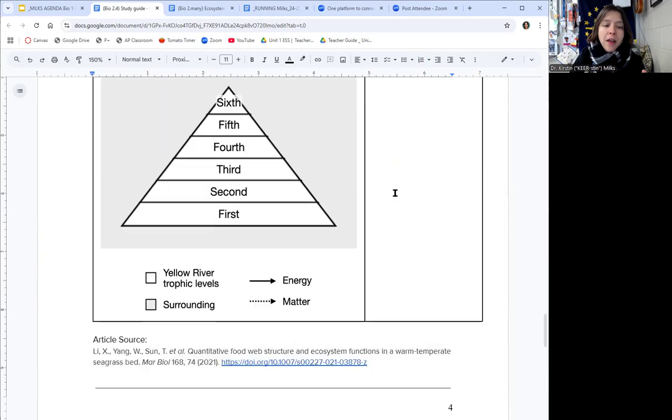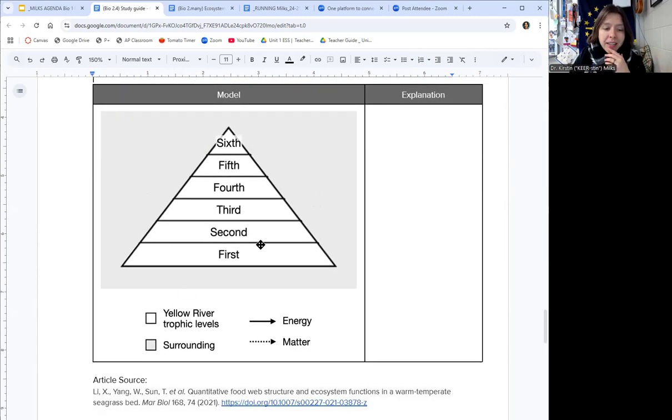Okay, the other thing you need to know is that the amount of energy and matter are not conserved at each trophic level. So what you're going to do is, here is the surrounding area. Here are the Yellow River trophic levels. Your job is to draw solid arrows that show how energy moves in this diagram. And then to show a dotted line to show how matter moves in this diagram. Now, this can be tricky for people, but if you don't try it, it's going to be really hard for you to correct it and think about what you need to change.